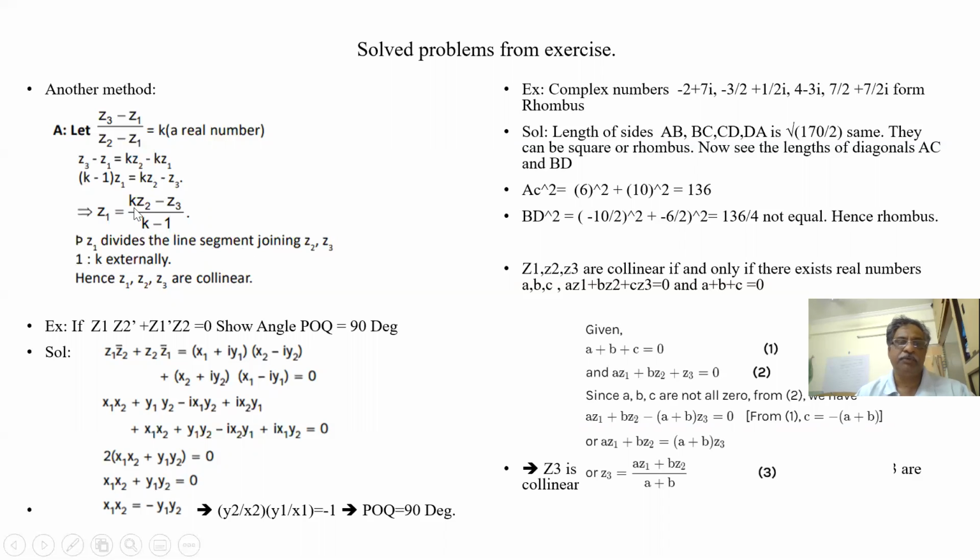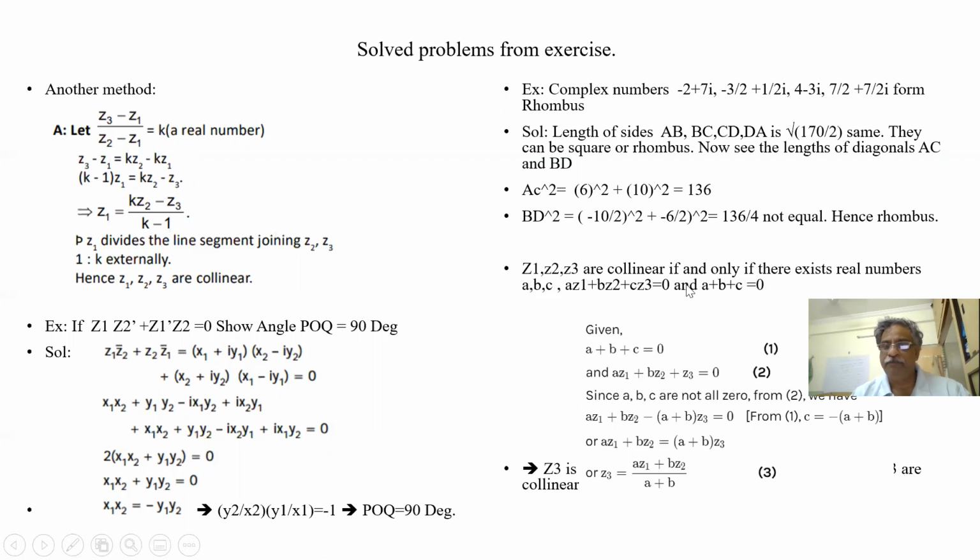So that means Z1, Z2, Z3 are in the same line. The same example is here also. This is also the same line. Three points are collinear only if there exist such real numbers A, B, C where A Z1 plus B Z2 plus C Z3 is 0, and the condition A plus B plus C is 0. These two are almost the same.